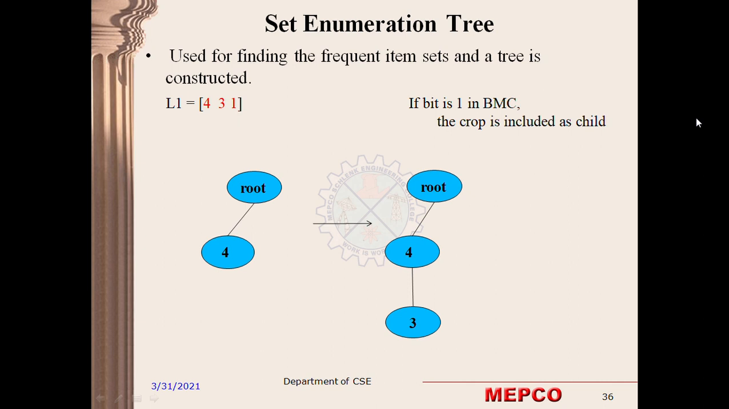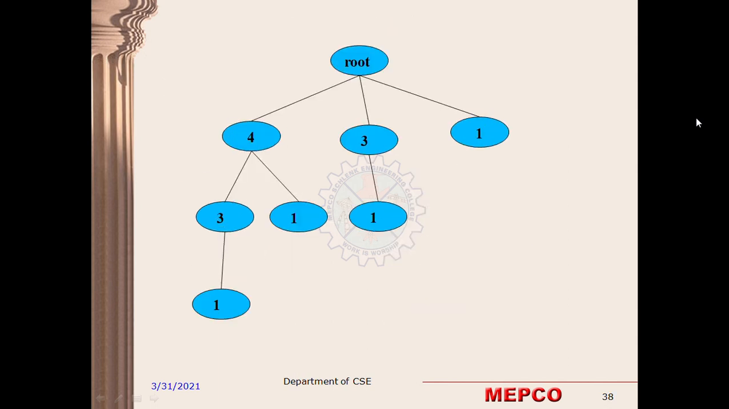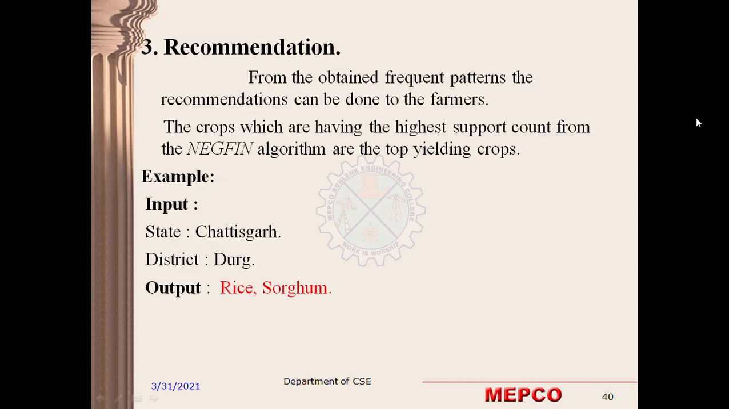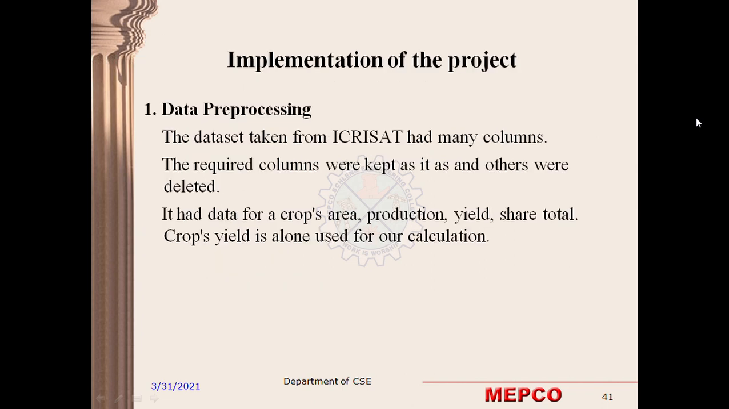If the bit in the BMC code is 1, the crop is included as a child, otherwise it will not be included. The final set enumeration tree, which is the output of Necfin, gives the frequently cultivated crops with the support count. This is the third module of the project, recommendation. The crops with the highest support count from the Necfin algorithm, or the top yielding crops, are recommended according to the state and district to the farmers.